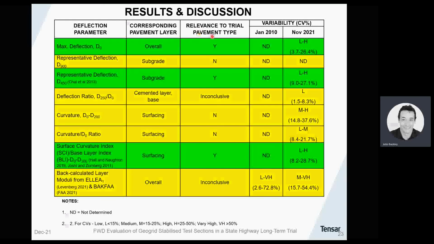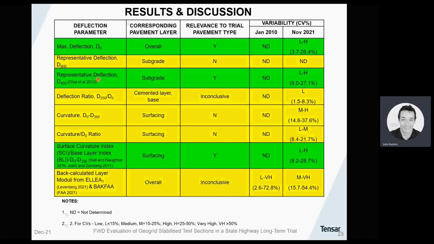And then the variability of these results for each of the FWD testing regimes, and this is expressed as a coefficient of variation. It was found that there were some deflection parameters that were not particularly suited to the pavement type of this trial, which was a thinly surfaced granular pavement.